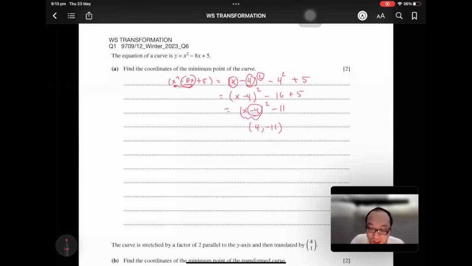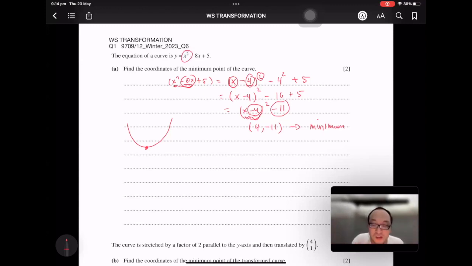When this value equals 0, it will be a minimum score. So when this term is equal to 0, the minimum score will be equal to negative 11. So the vertex here is the minimum point. If you draw, it will be a minimum point because this is an x squared.